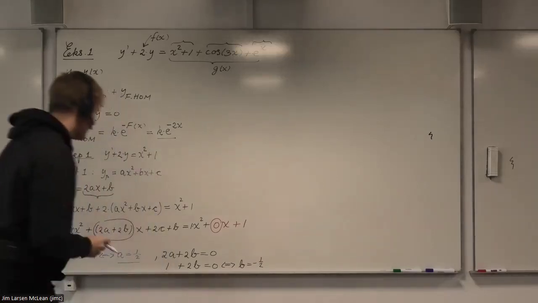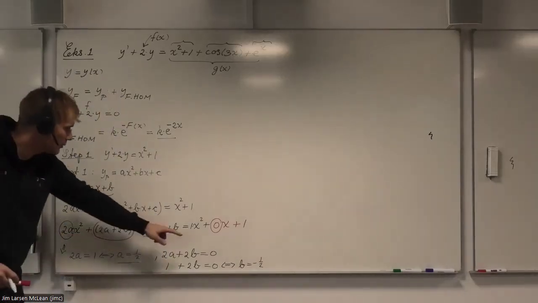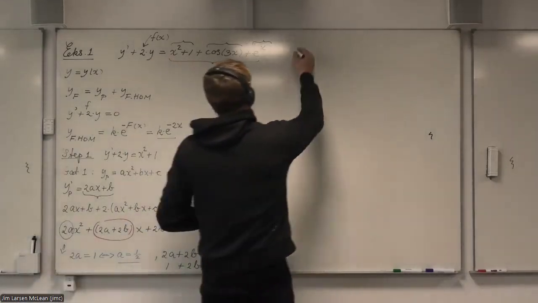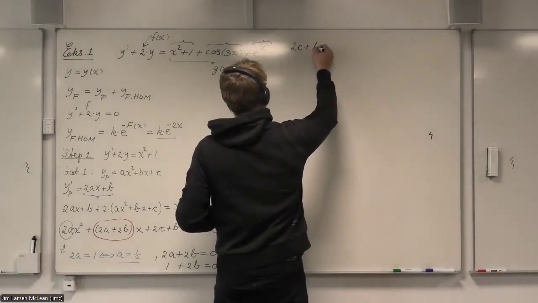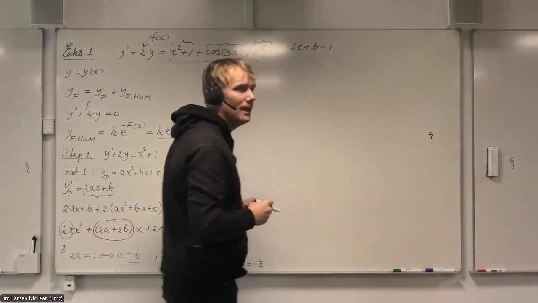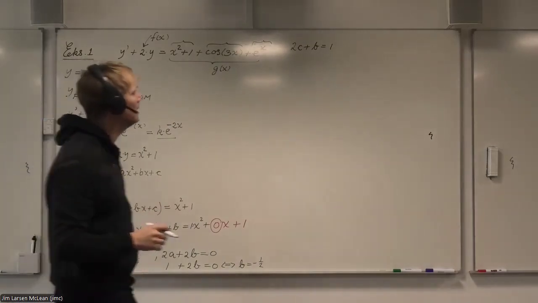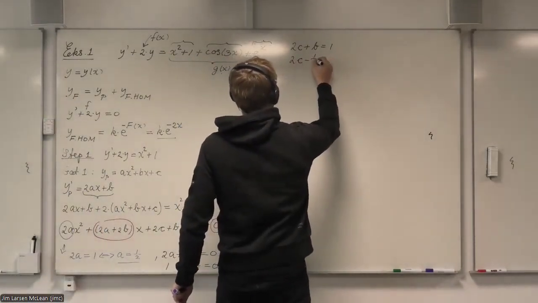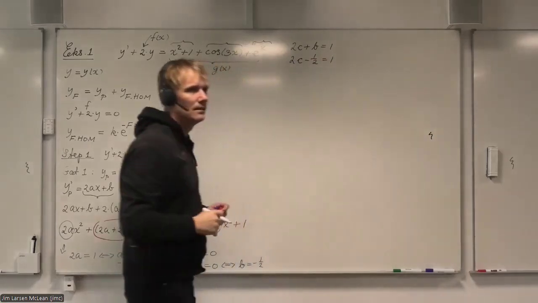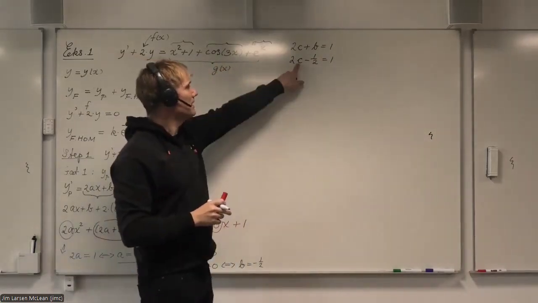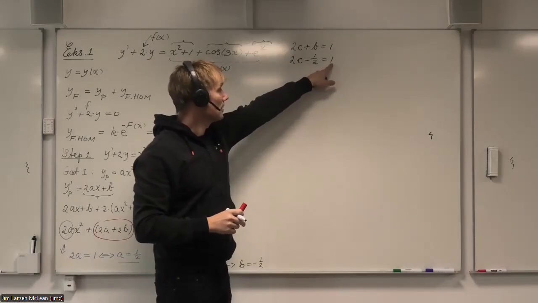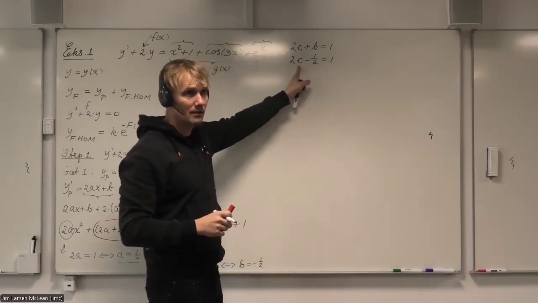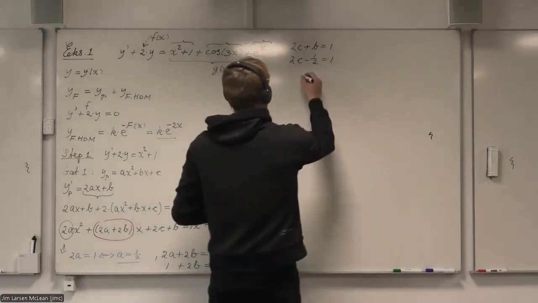And finally, I can see that 2c plus b must equal 1. 2 times c plus b should be equal to 1. But I've already found b. It was negative 1/2. So I substitute it in there. So it says 2c minus 1/2 must equal 1. And if I want to find c, I move the half over and then divide by 2. It becomes 3/2, then it says 3/4. So c should be 3/4.